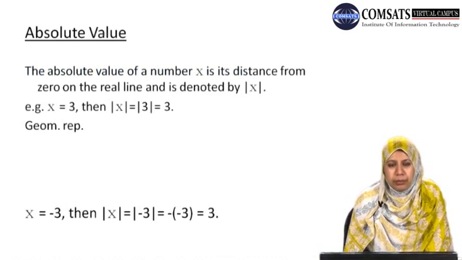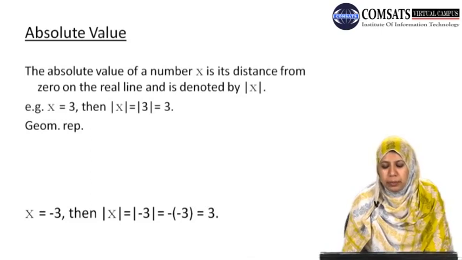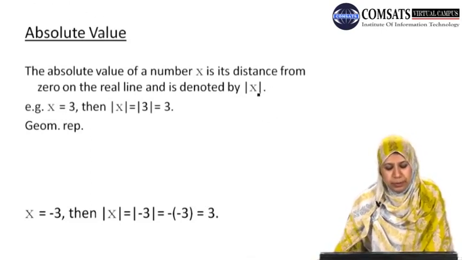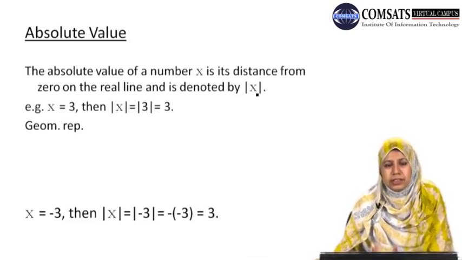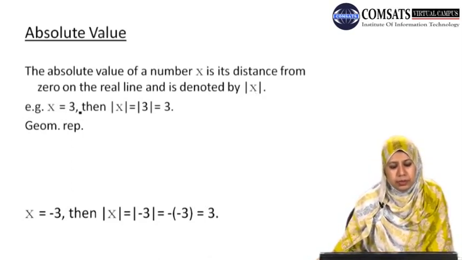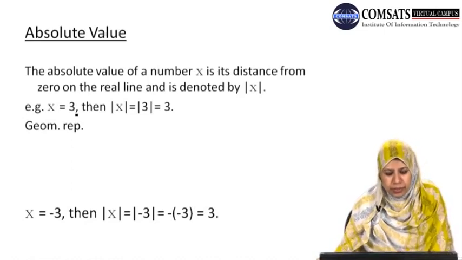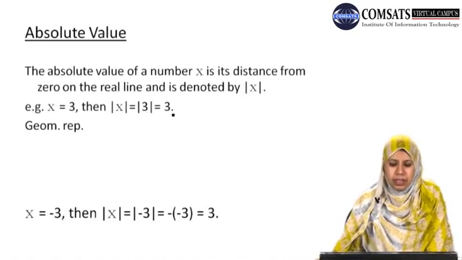The absolute value of a number x is its distance from 0 on the real line and is denoted by a vertical bar, the number x, and again the vertical bar. So absolute value basically tells us the distance of a number from 0. For example, if x is equal to 3, then the distance of this 3 from number 0 will be equal to vertical bar x, vertical bar, is equal to mod of 3, which is again 3.